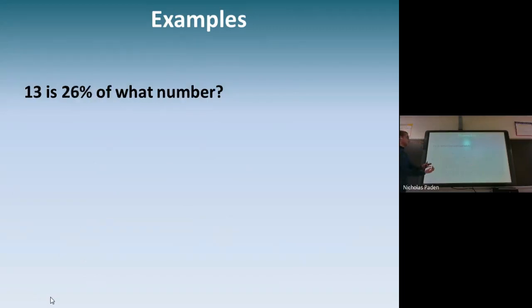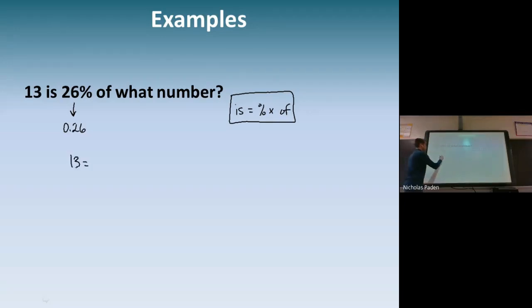Skip a question. We're going to look at the next one. 13 is 26% of what number? So once again, we have our percent equation: is equals percent times of. In this case, we know that we've got 26%. Change 26% to a decimal, 0.26. And 13 is, so it's going to be 13 equals 0.26 times x. 13 equals 0.26x. So think about solving an equation.